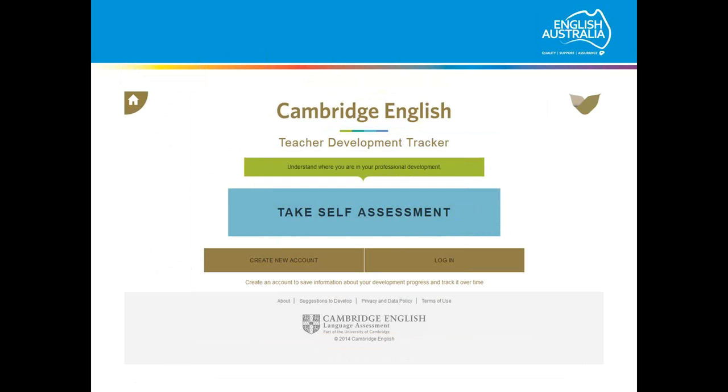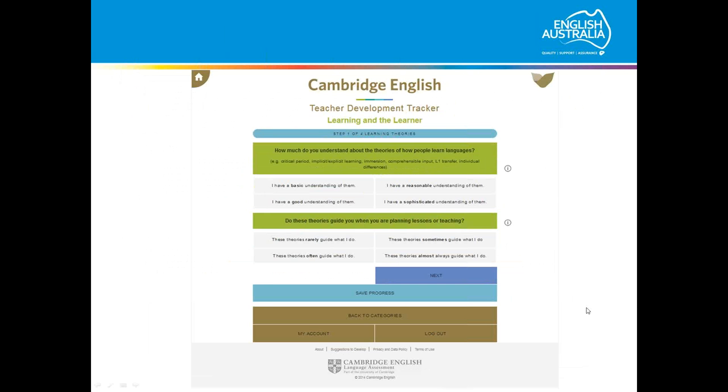Sorry, can you change to the next one, please, Soph? So basically what you do here is you get a series of multiple choice questions, and you just have to click on your answer and move on to the next one. So, how much do you understand about the theories of how people learn languages? I have a basic understanding, I have a reasonable understanding, I have a good understanding, I have a sophisticated understanding. So while I say it takes some of the guesswork out, you still have to have that self-awareness to an extent, but it's a little easier than trying to come up with that yourself.